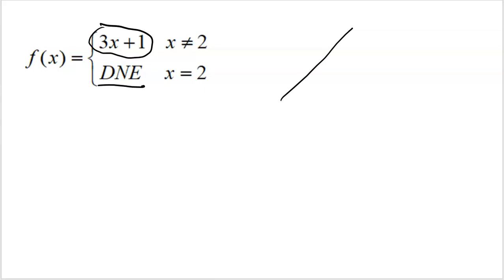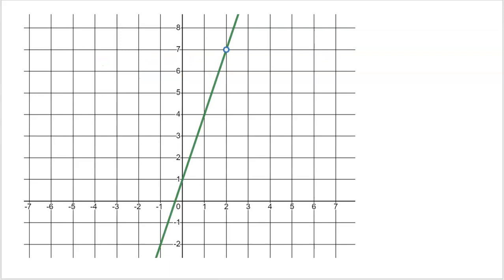Everywhere except 2. So when x does equal 2, we need to put something there that indicates that, well, nothing is there. It does not exist, and that's where we get a hole. So here's a beautiful picture of this function. The green line is the 3x plus 1. And then we see when x equals 2 right here, if I put a line right there at x equals 2, we see that there's nothing there. I had to put a hole there, an open circle, because there's nothing there.